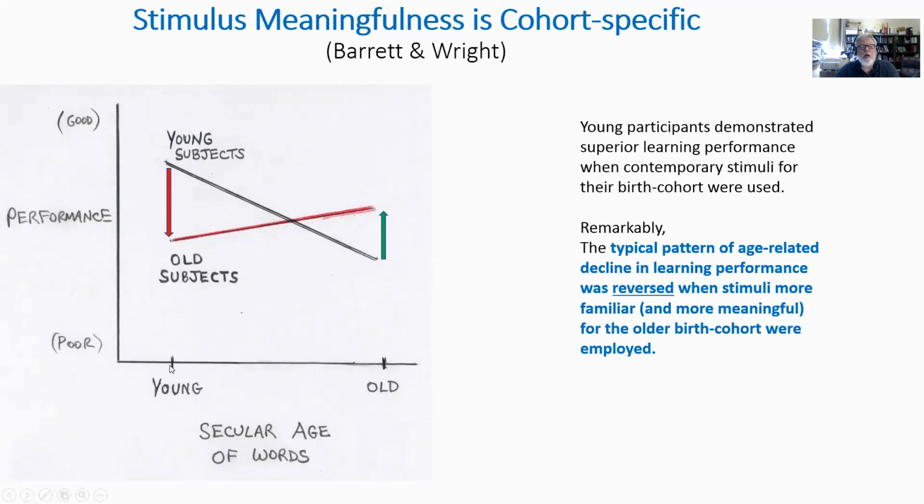When the stimuli were highly meaningful for young people, the young people outperformed the old people. But interestingly, when the stimuli were highly meaningful for the old people, but of low meaningfulness to the young people, the old people actually outperformed the young people. So this is a pretty dramatic effect. And it shows how stimulus meaningfulness is a very, very important factor, and it needs to be considered in learning programs and learning strategies for not only old people, but for all people.